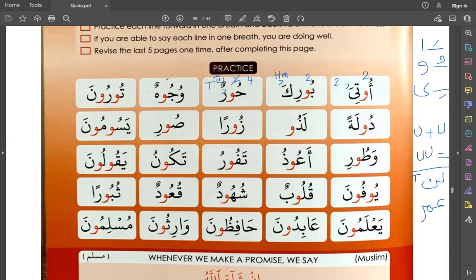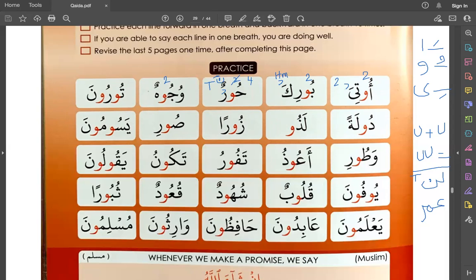Woo, ju is two counts long. Why? Because this matches this combination, and this is a naturally long vowel. Waw sakina followed by dhamma. Waw sakina, when there is a dhamma before it, will make a two counts long sound.